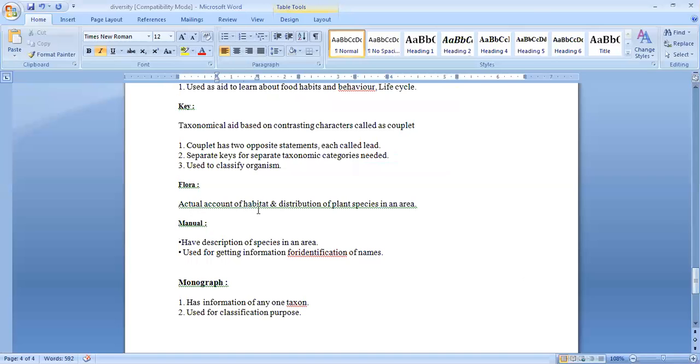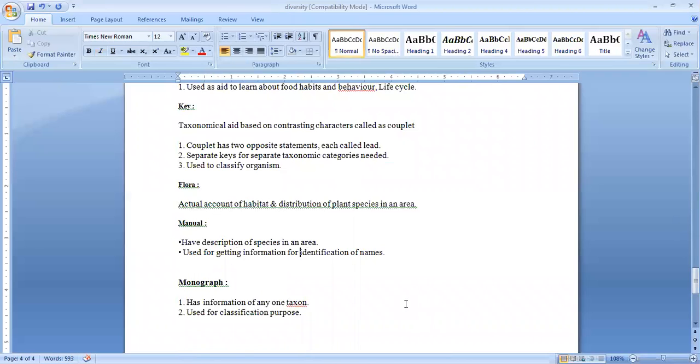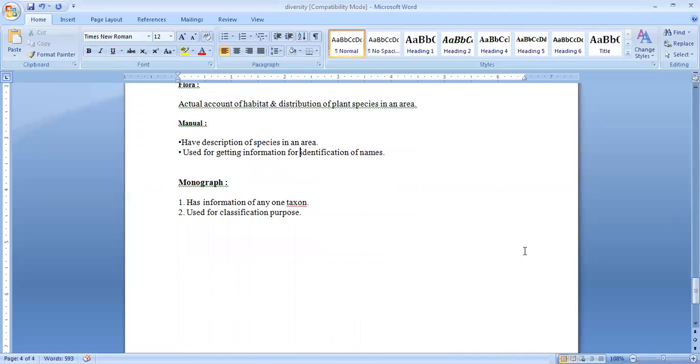Then there is flora also. What is that? It is the actual account of habitat and distribution of plant species in an area. For example, you will find some books called the Flora of Rajasthan. So they will give you the habits and the distribution of what plants are growing in Rajasthan. Then we have a manual that is the description of the species in an area, and we use it to get the identification of names of a particular plant. Then we have another that is monograph. Now what is monograph? It is information on any one taxon and it is used for classification purpose.